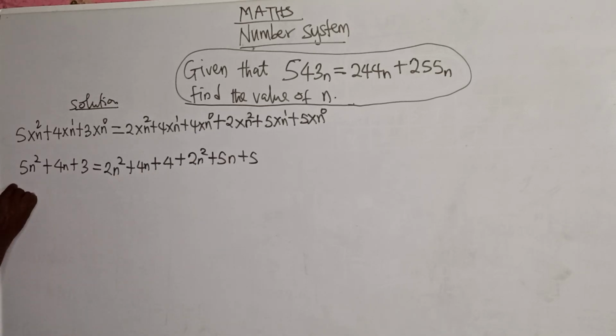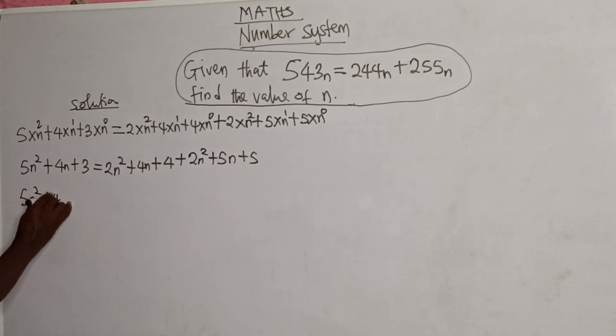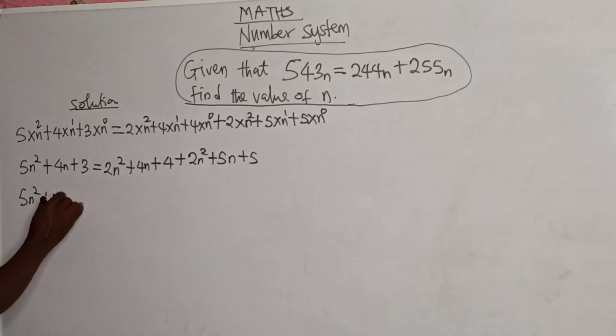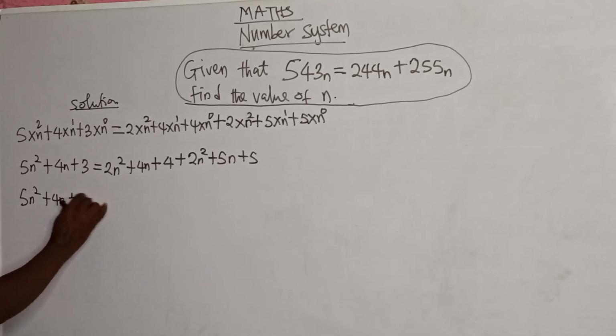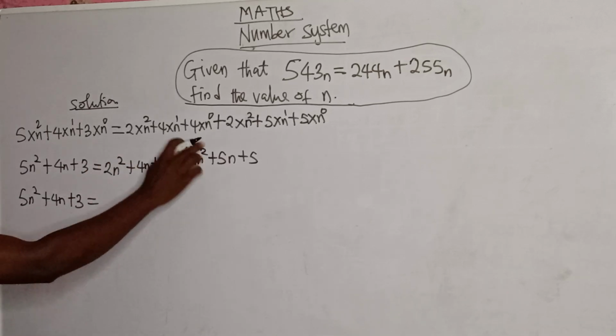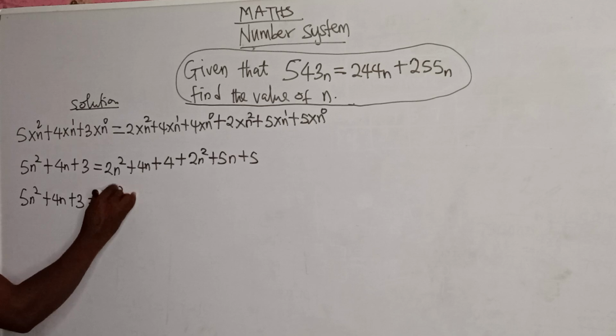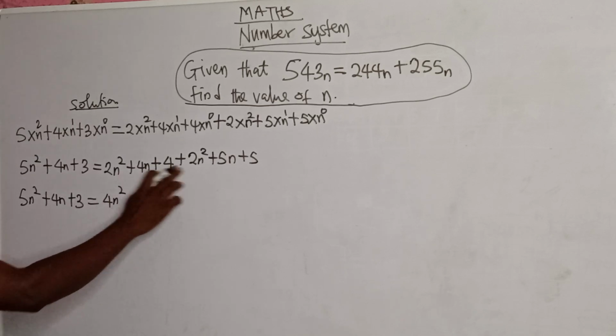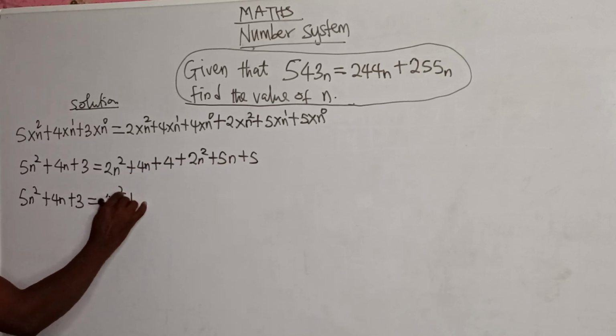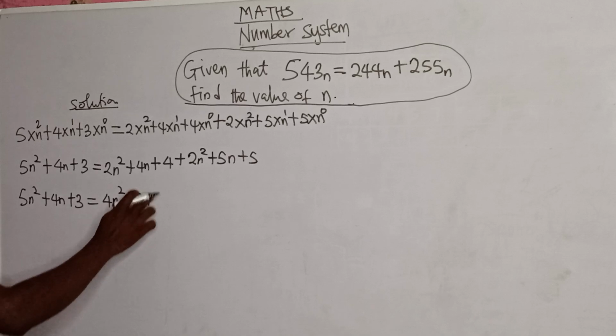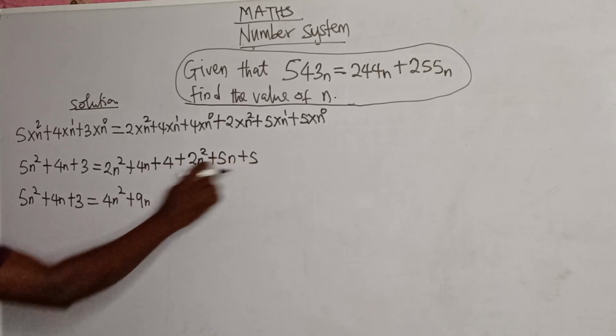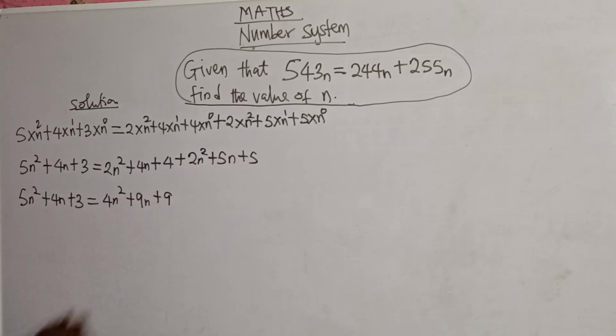So while we bring down this other one, this will now give us 5n squared plus 4n plus 3 equals, this is 2n squared plus 2n squared, that will give us 4n squared. 4n plus 5n, that will give us plus 9n, while 4 plus 5 will give us 9.